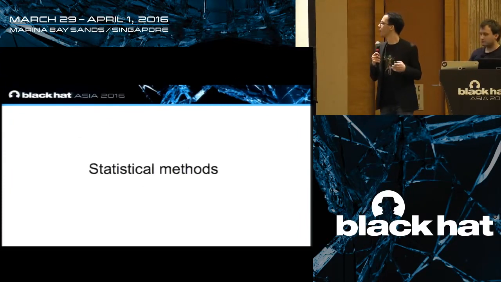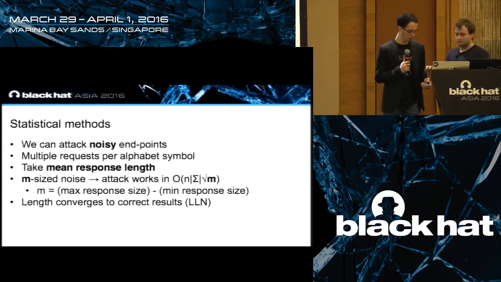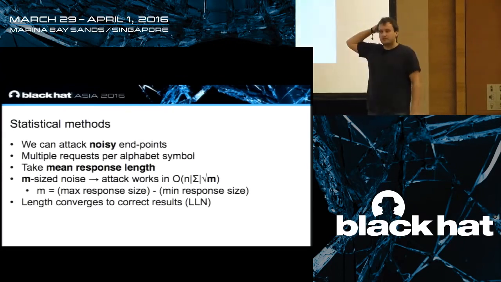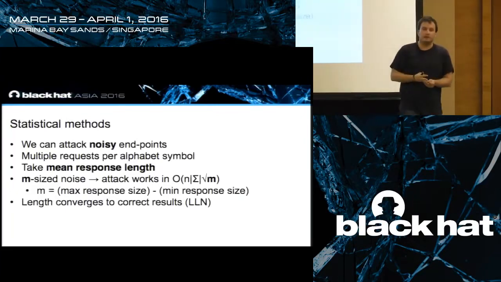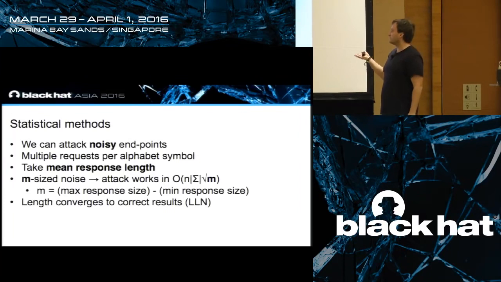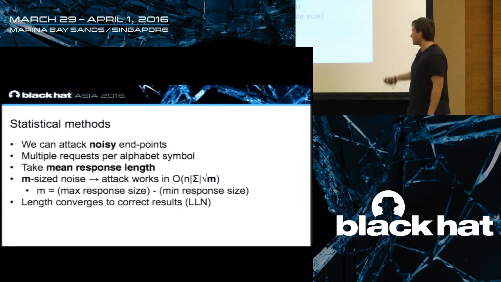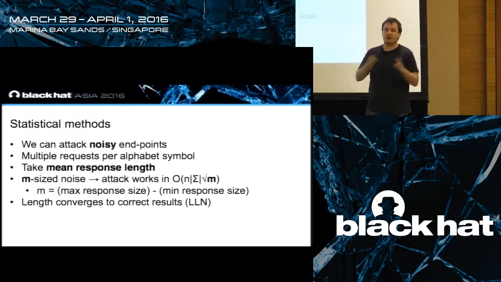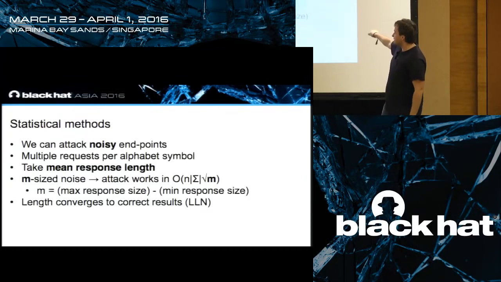Our most important contribution is the statistical methods that we implement in order to bypass noise. What we want to do is make multiple requests per candidate symbol, instead of just doing one, and then extract the mean. This was also a comment in the original BREACH work, and the authors are right that it adds a square root of m factor, where m is the difference between the maximum possible noise and the minimum possible noise. So we have this extra factor here, which makes the attack slower.